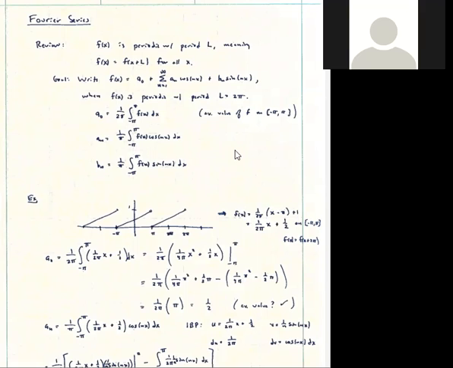We're talking about Fourier series, and this is going to be a continuation of what we were doing in class on Wednesday the 18th. So we'll start off with a review as we always do. Fourier series: I have a function f of x that's periodic with period L, meaning that f of x is equal to f of x plus L for all x. I'm going to try to write f of x as a sum of sines and cosines.